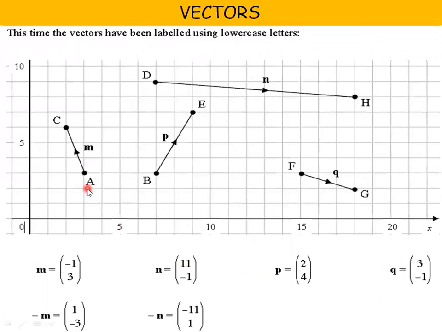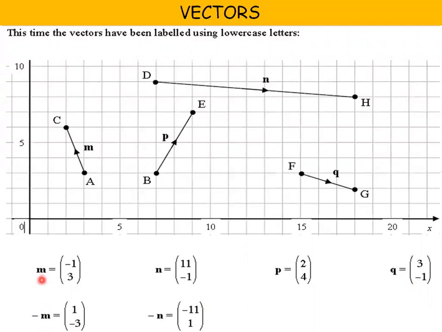So as you can see right here, we have the vector M, that is minus 1, 3, the vector N, 11 minus 1, we have the vector P, 2, 4, and then we have the vector Q, 3 minus 1. In the same way we have talked about the reverse of the vectors when we wrote them as 2 letters showing the start point and the end point, we can also talk about the reverse vector when we have represented them as small or lowercase letters.